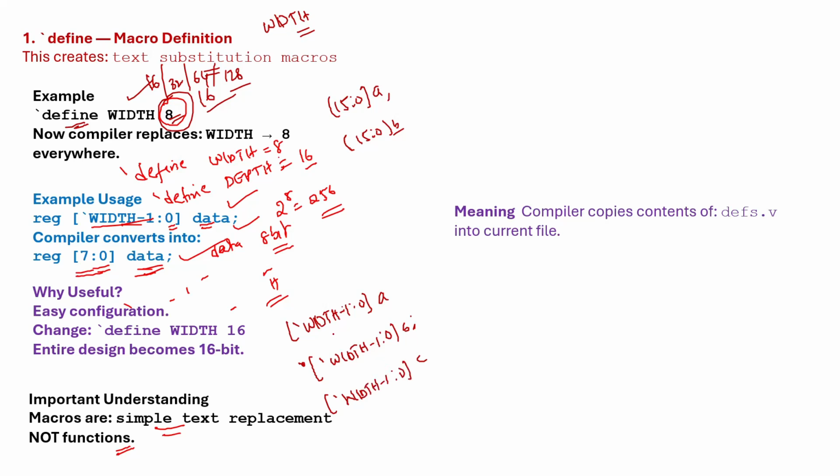So each and every variable has this 16 width applied. Because you are changing this width from 8 to 16. Previously 8 is there, that should be changed to 16. Then each variable will be treated like 15 down to 0 of a, b, c. So the compiler takes it like this. Any doubt in this?